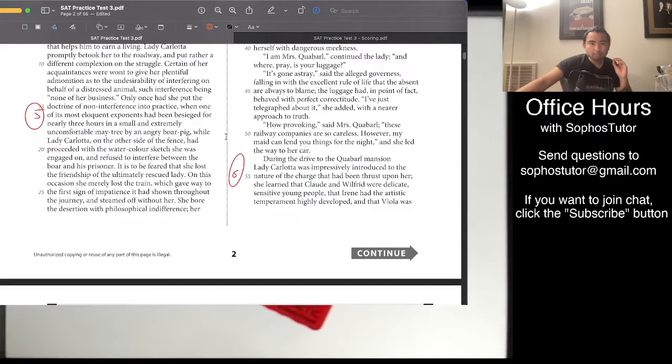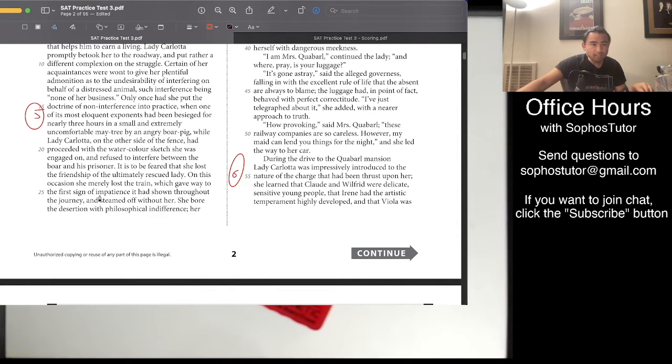Continuing. It is to be feared that she lost the friendship of the ultimately rescued lady. Okay, this pretty much seals the deal that this is supposed to be humorous, right? Because this is clearly an extreme situation, and the writer has now written this sentence, which is really stating the obvious. If Lady Carlota is not going to help out a person who's being attacked by an angry boar pig, I don't think the friendship is going to last. So I feel more confident with 5.